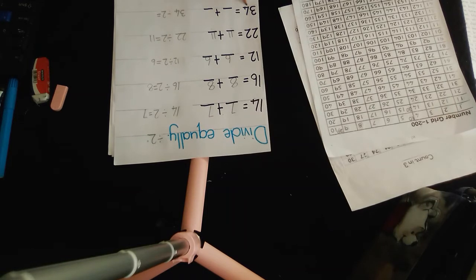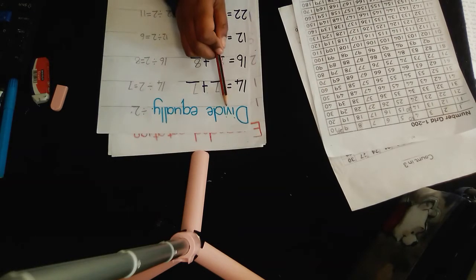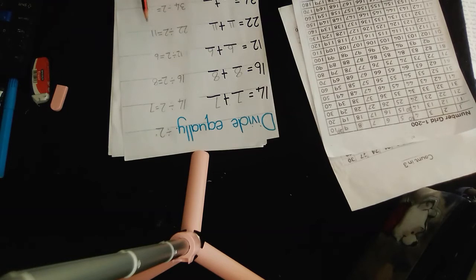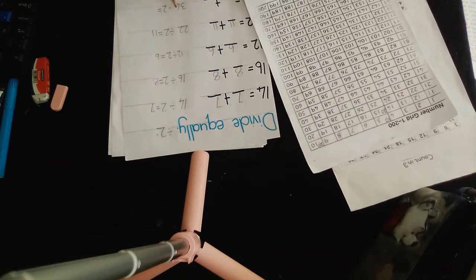34. I have 34 sweets. I must share it equally, or divide it equally, between me and my brother. How many sweets will I get? How many sweets will my brother get? Let's find out. I stop when I hear 34.